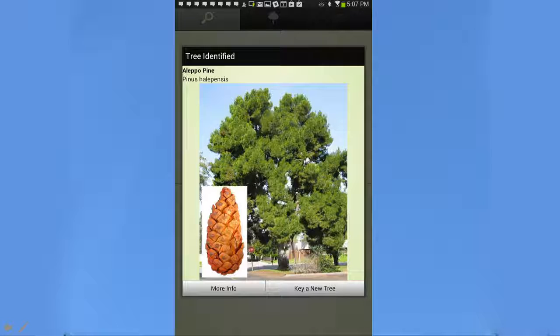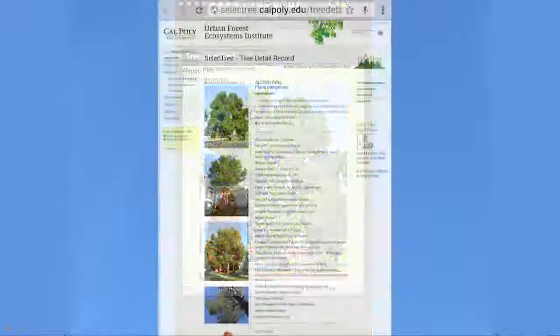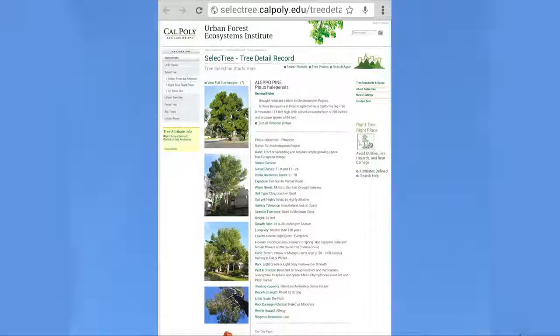And after doing that, we can go to more info right here on your phone or tablet, and it takes you to the same information that we saw before, the select tree info. So this gets us to the end of the non-hands-on portion.